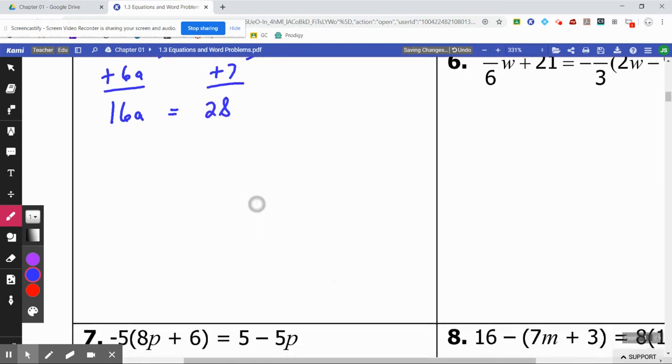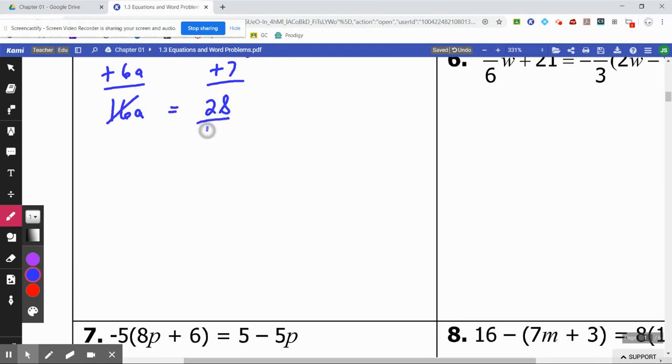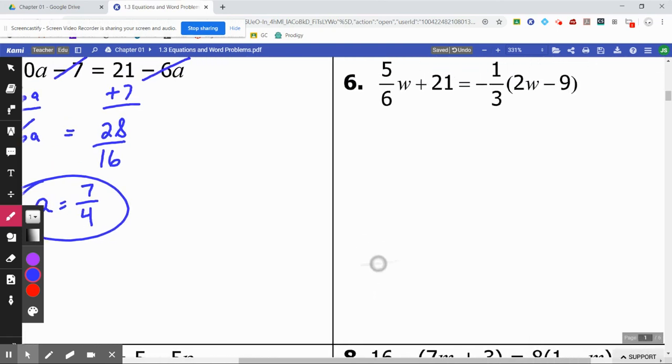You have only one step left. Since these are being multiplied, let's divide by 16. And you have A is equal to. 16 will not go into 28 evenly. It'll have a remainder. So therefore, instead of dividing it then, let's just choose to reduce it. 4 will go into both. 4 will go into 28 7 times. 4 will go into 16 4 times. So A is equal to 7/4 is one way you could leave it. If you actually divided it, you would have got 1 3/4 or 1.75. Either one of those answers would be fine.